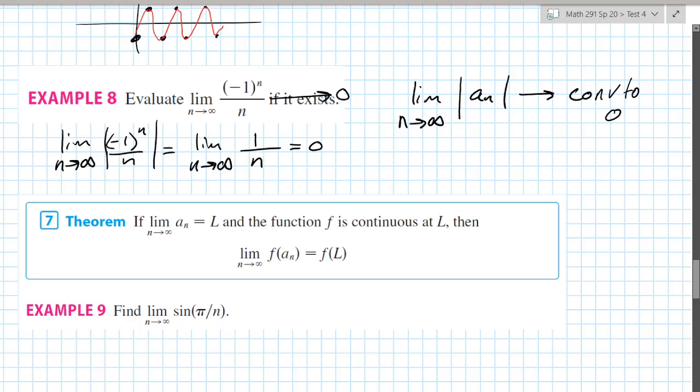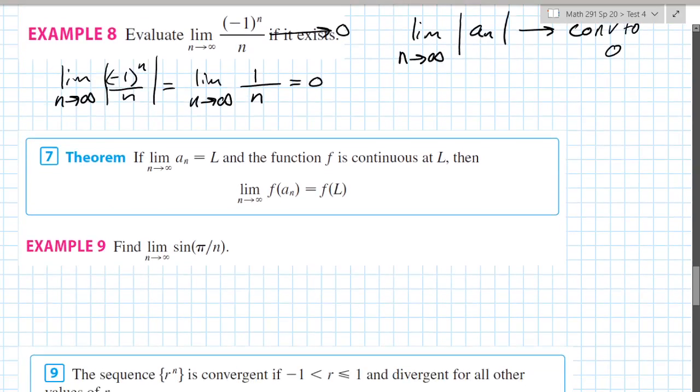We've got a theorem that says if the limit of a sub n as n approaches infinity equals L, and the function f is continuous at L, then the limit of f of a of n as n approaches infinity is f of L. So what does that mean for us? We saw something like this when we were dealing with functions. What that means is if everything works nicely, we can bring the limit inside of the function.